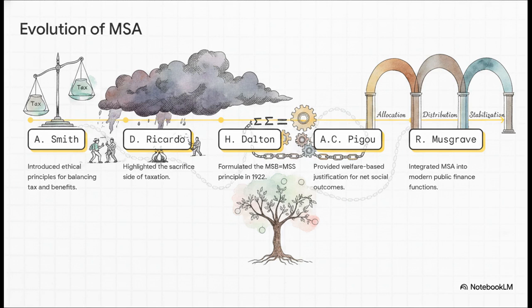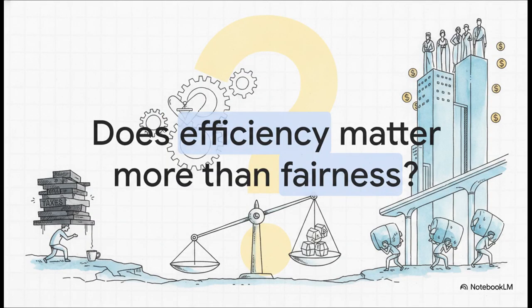Later on, A.C. Pigou linked this to welfare economics, and finally, Richard A. Musgrave integrated Dalton's principle directly into the modern functions of government finance, things like allocation, distribution, and stabilization. It's really a fascinating chain of thinkers refining one core idea over centuries. Which brings us to a final, deeply provocative limitation from the source material to leave you with today.